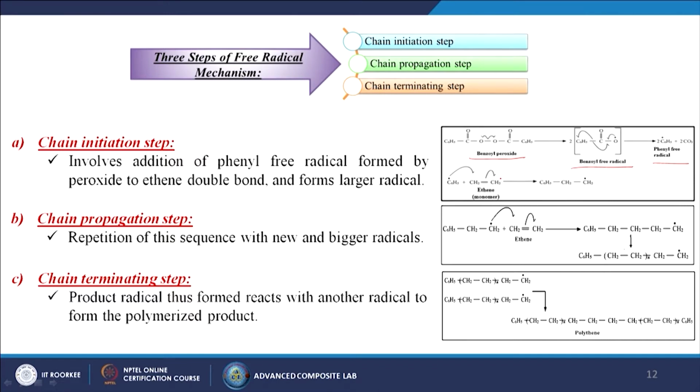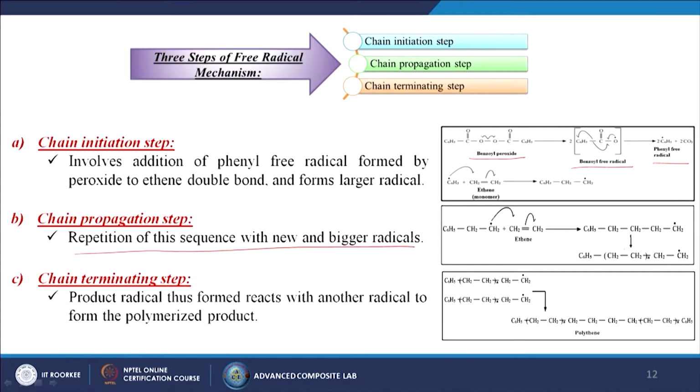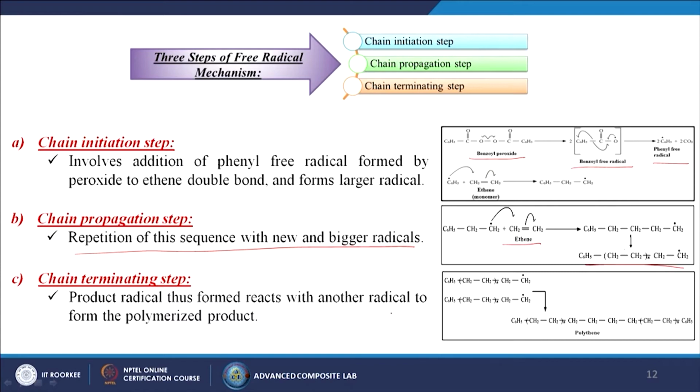When we are talking about the chain propagation step, it means whatever product we have prepared, now we try to increase the growth of that particular mass. So, what is that? Repetition of this sequence with new and bigger radicals. Like ethene, so repeating unit, then again we are going to increase the same repeating unit, and then the last one is called the chain terminating step, meaning after a certain time, after a certain reaction we are going to terminate the whole process. So, the product radicals thus formed react with another radical to form the polymerized product. So, ultimately we are making polythene.